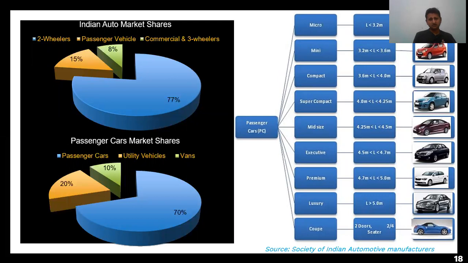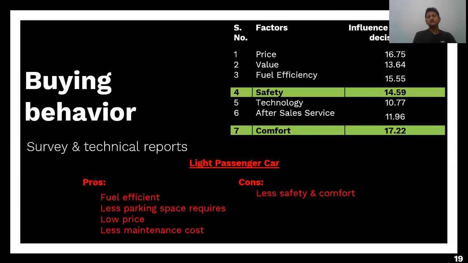There is the Indian passenger car market, with different segments of cars. This is very important. There are two parameters, safety and comfort, out of seven, which are very effective in influencing a new car buyer. The percent influence of these two factors is approximately 30% for a car buyer. So we are going to consider these two factors to improve or modify the suspension system design.